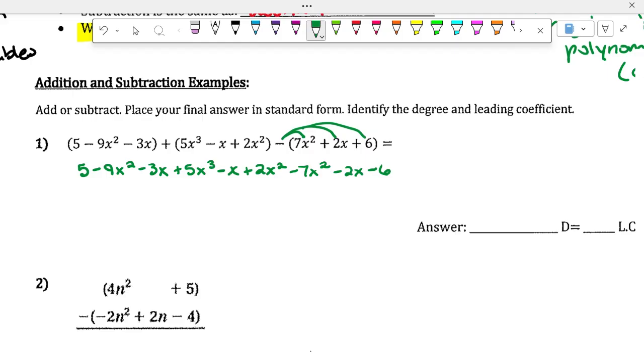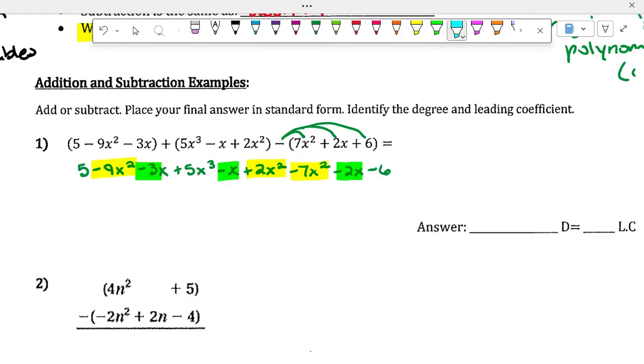So what I'm going to do before I do anything is identify where my like terms are. This is where you can either draw different shapes around them or use different colors. So can someone list me one set of like terms? Negative 9x squared, 2x squared, and negative 7x squared. Good. Someone else, name me another set. Rajan. Negative 3x, negative x, negative 2x.